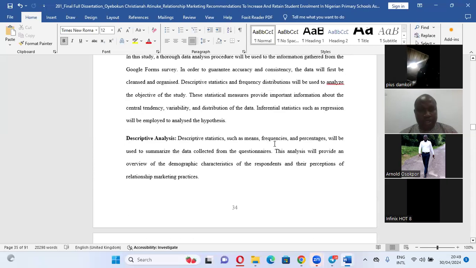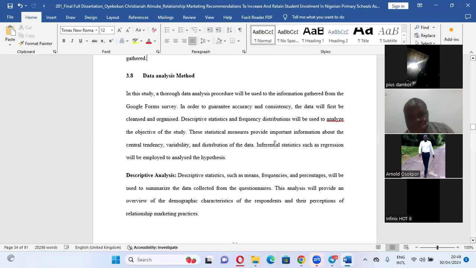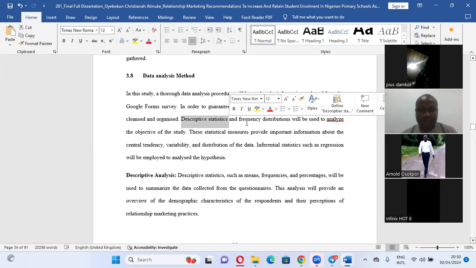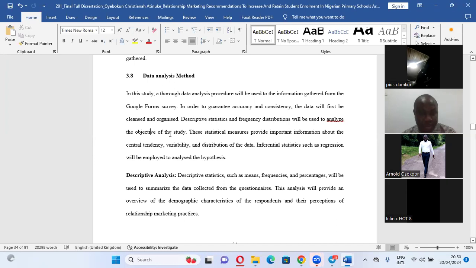Now, let's look at this data analysis method. In this study, a thorough data analysis procedure will be used on the information gathered from the Google form. To guarantee accuracy and consistency, the data will first be organized. Descriptive statistics and frequency distribution will be used to analyze the objectives of the study. All the objectives of this work use descriptive analysis.